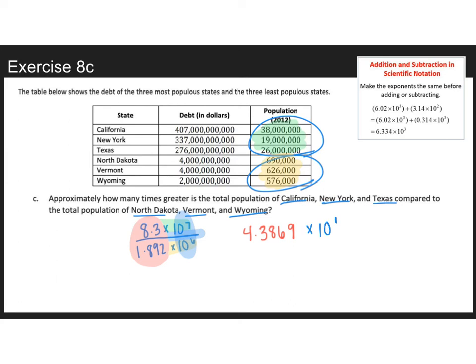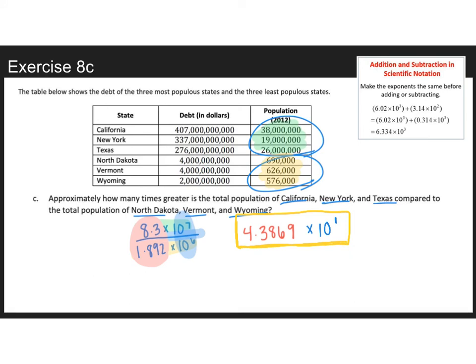Okay? And then the last thing I want to do is check and see, is this number written in scientific notation? Well, I have my times 10 to the something. Okay? And then I look, is my leading digit between 1 and 10? It is. So this is correctly written in scientific notation, but it doesn't ask me to leave my answer in scientific notation like it did on the other ones.